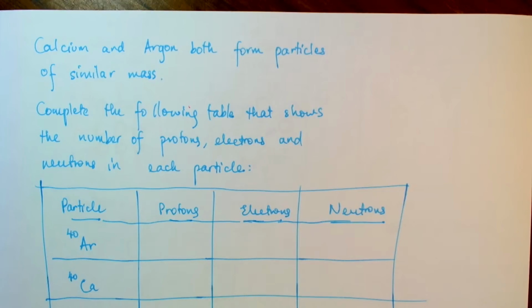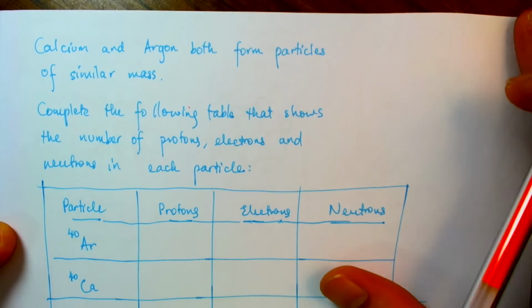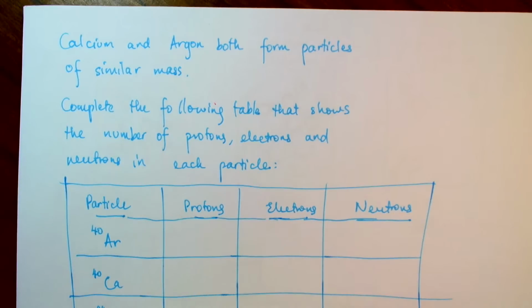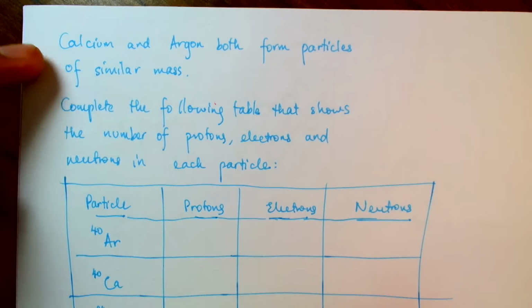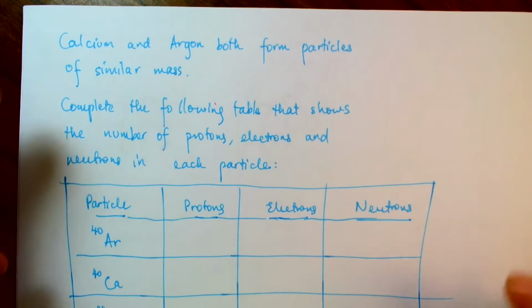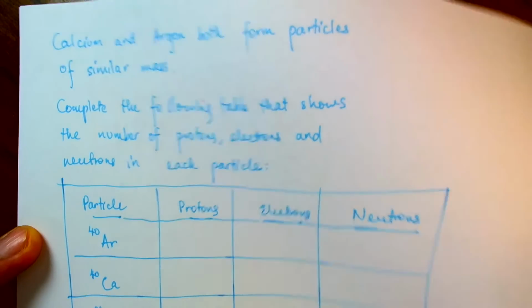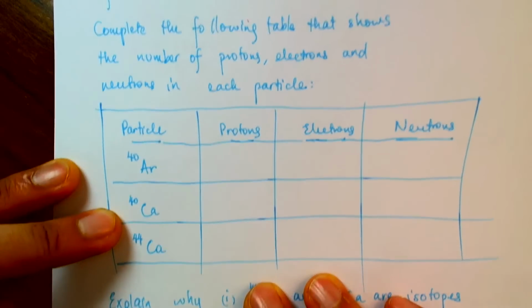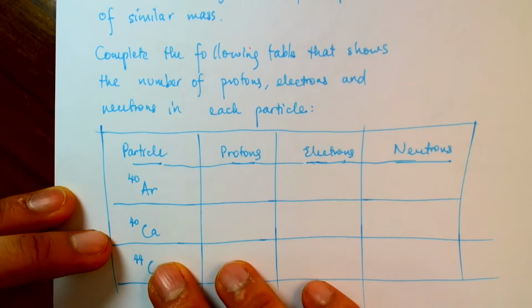Calcium and argon both form particles of similar mass. Complete the following table that shows the number of protons, electrons, and neutrons in each particle. What this question is saying is that calcium and argon have a similar mass. What they mean is that they have not exactly the same, but very close, almost the same mass number. They both have mass number 40. Ignore this third one for a minute.